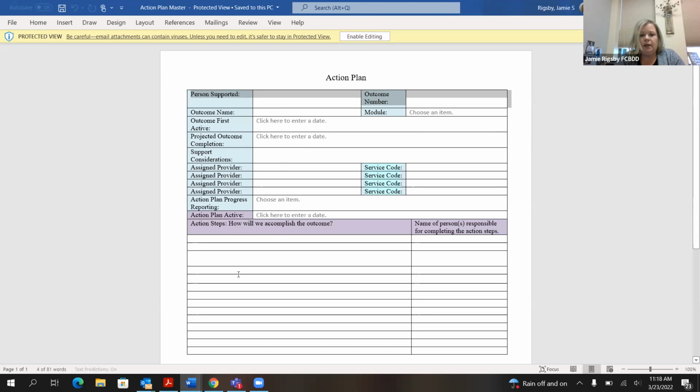And then down here is action steps. That is where you as a provider will write down exactly what it is that you're going to do to help that person reach their outcome. For example, Tom wants to work, and one of the things that he would like to do is volunteer. So one of your action steps could be, Tom is volunteering 2 times a week. And then when that action step is worked on, you write that on your learning log.